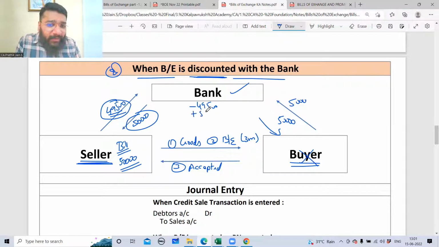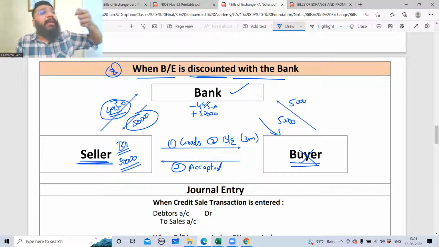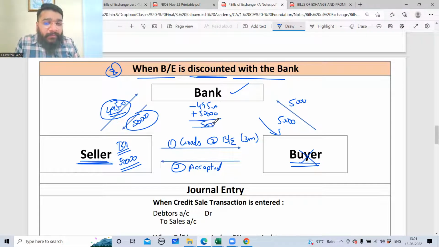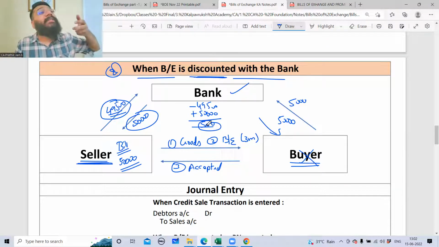So the banker is getting 50,000. He first gave 49,500 and now is receiving 50,000. So in net, how much profit has he made? 500 rupees. So that is the income of the bank. This 500 is the expense of whom? Seller or buyer? Banker has helped whom? Seller. So the seller has taken the advantage, so the seller has to suffer the charges. This 500 is called discounting charges.